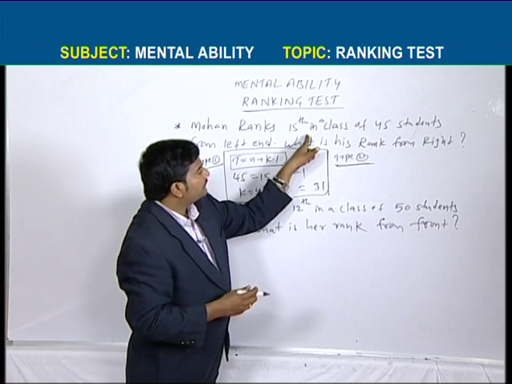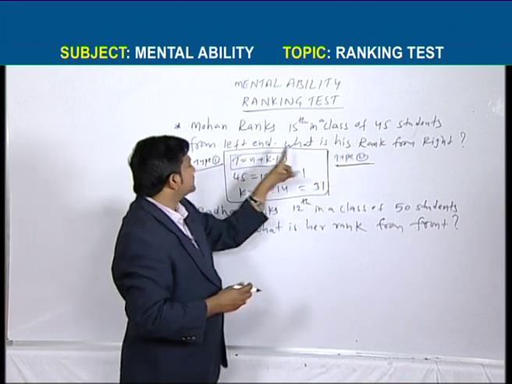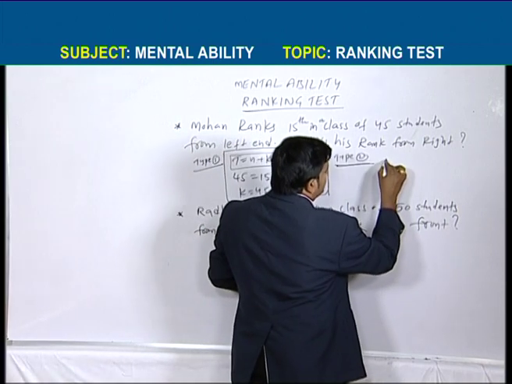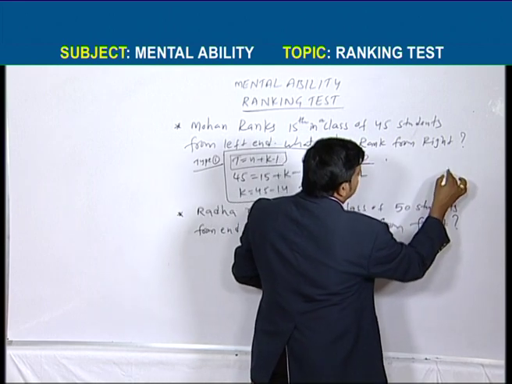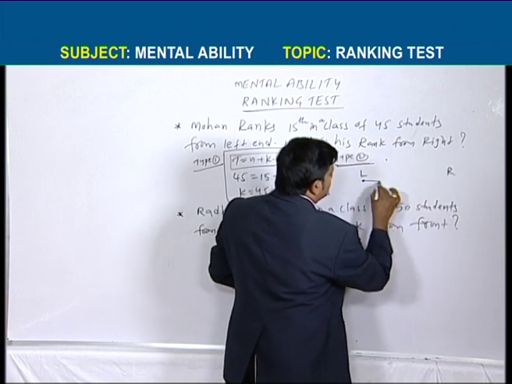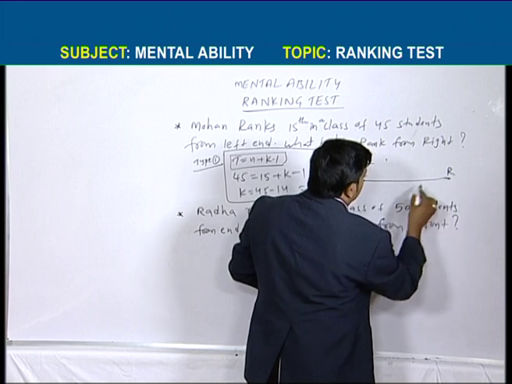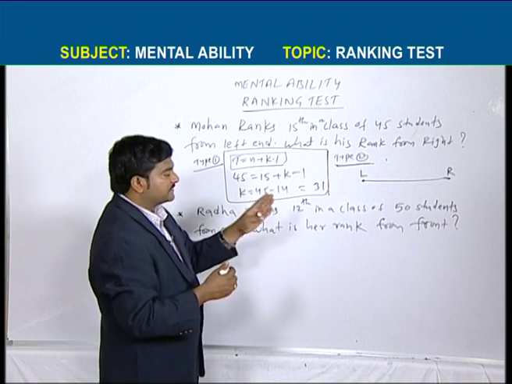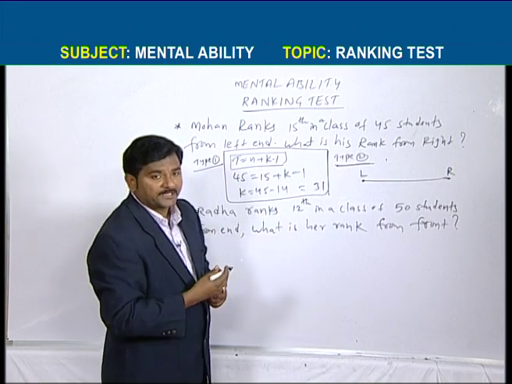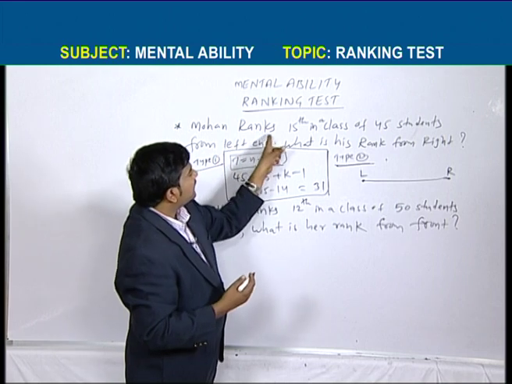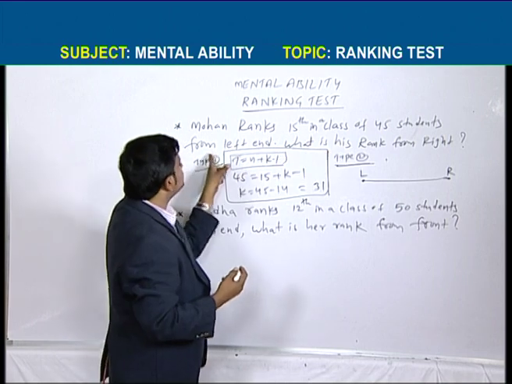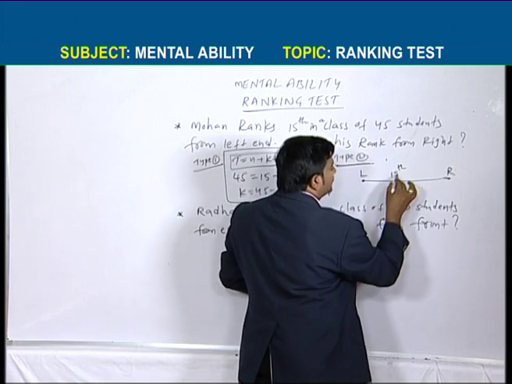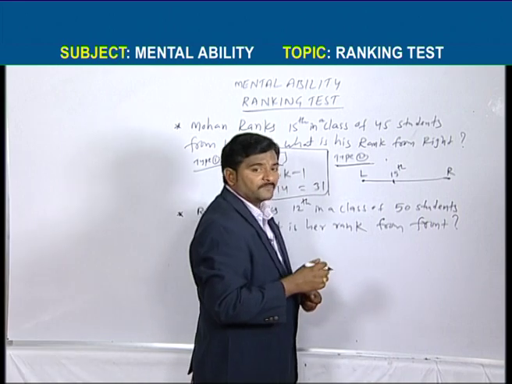Mohan ranks 15th in a class of 45 students from left end. It is very clear. Suppose this is the left end and this is the right end. There are many students, the total strength given is 45. So we took the left side as left and the right side as right. From the left end, what is his rank? 15th. Think that this is Mohan's position from the left side.